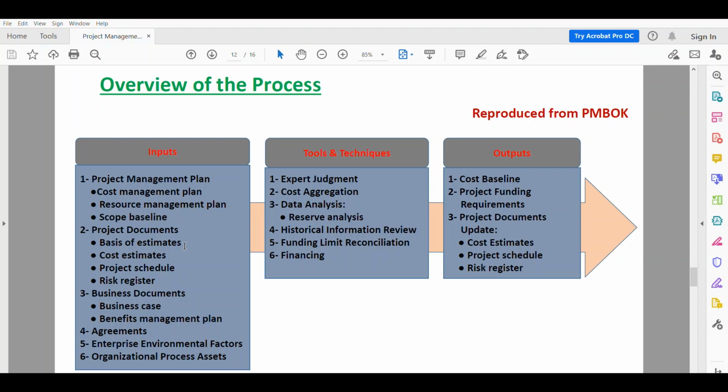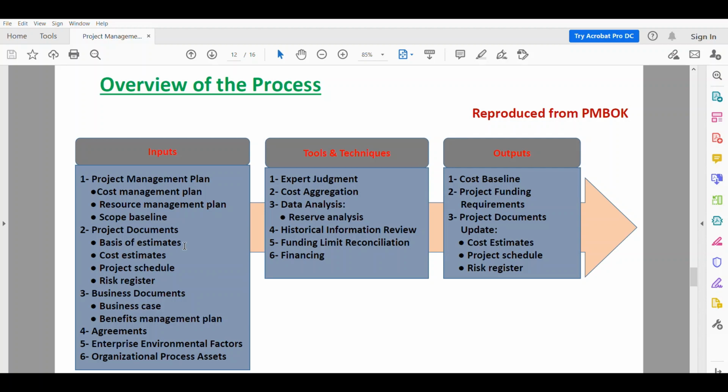The tools and techniques. The first one is expert judgment. Second is the cost aggregation, addition of cost. The third one is data analysis. Fourth, historical information review. Fifth, funding limit reconciliation. And sixth, financing. And the output is the cost baseline, project funding requirements, project document updates, which are the cost estimates, project schedule, and risk register.